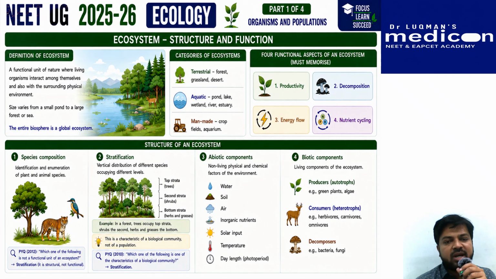Abiotic components: the non-living physical and chemical factors of the environment are called abiotic components, like water, soil, air, inorganic nutrients, solar input, temperature, and day length, that is photoperiod. Biotic components are the living components of the ecosystem: producers (autotrophs), consumers (heterotrophs), and decomposers, that is saprophytes like bacteria and fungi.